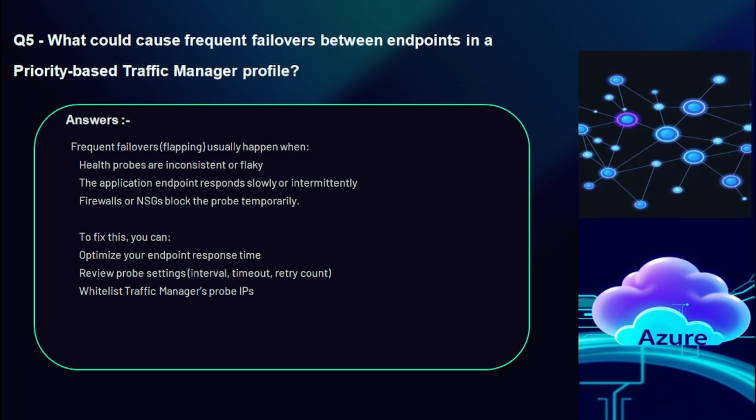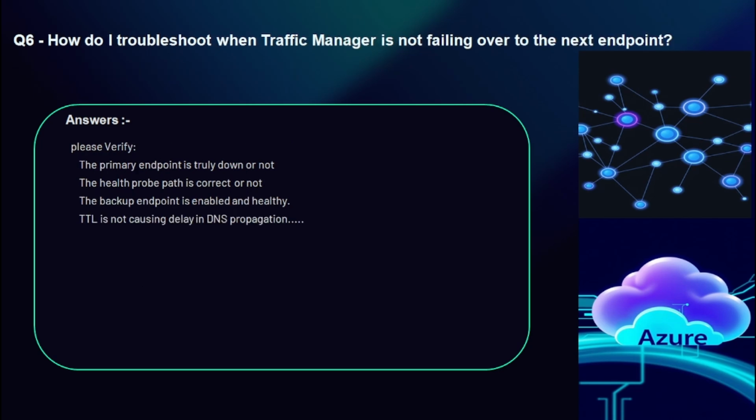Now next question. How do I troubleshoot when Traffic Manager is not failing over to the next endpoint? Answer is, you can verify: the primary endpoint is truly down or not, the health probe path is correct or not, the backup endpoint is enabled and healthy, and TTL is not causing delay in DNS propagation.